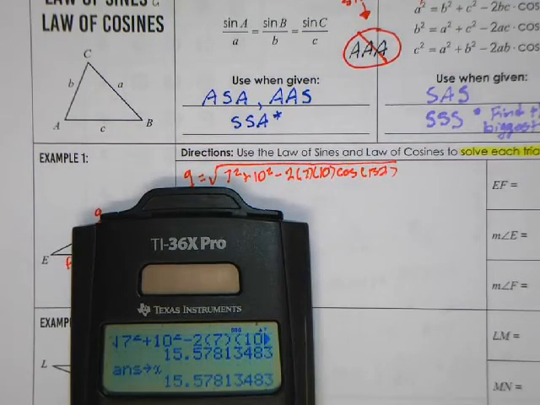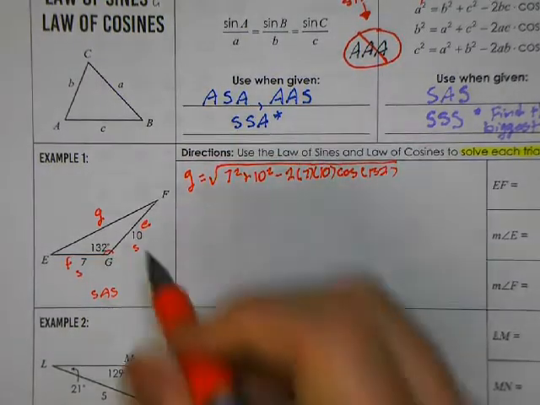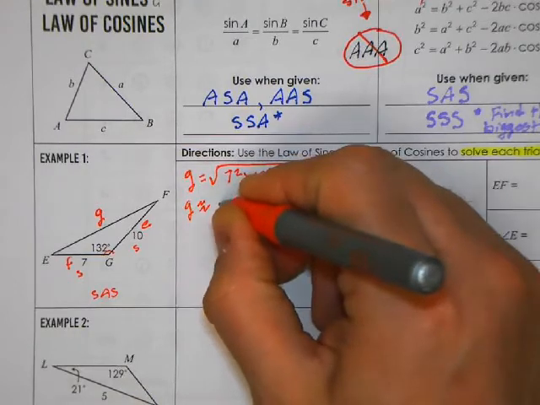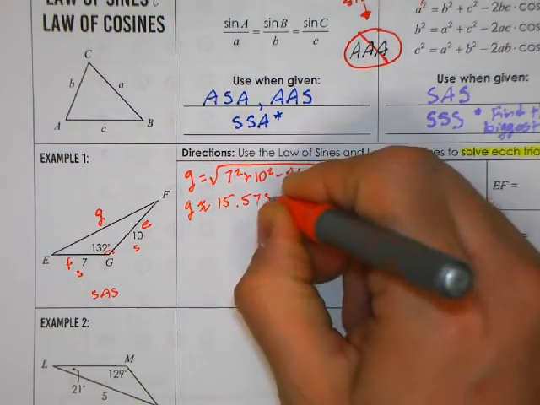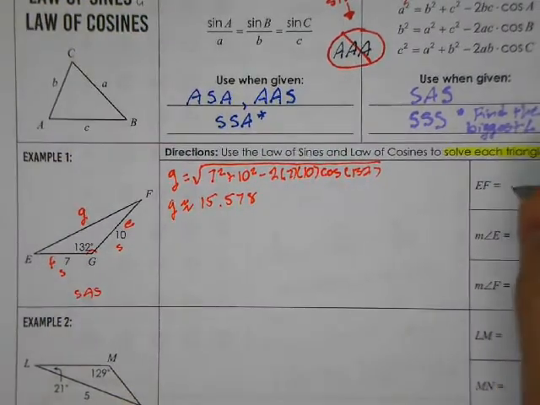Now, I'm going to go ahead and save that number just in case I need it. So I'm going to save that number on my calculator, and I'm going to say that side G is approximately equal to 15.578 units long, which happens to be side EF here. So we can put that answer here, 15.578.